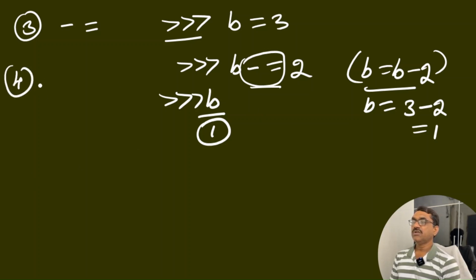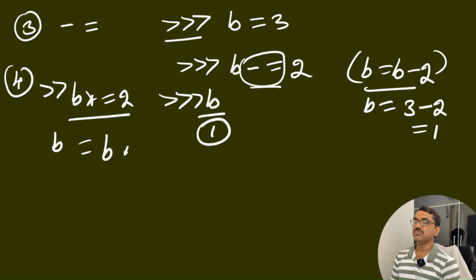Similarly, we can use any operation like if I say b star is equals to 2. In this case, b is equals to b into 2. This is the meaning. B equals to b into 2 in the sense already we have provided the value for b is 3. That means 3 into 2, how much? The b value we are going to get is 6.